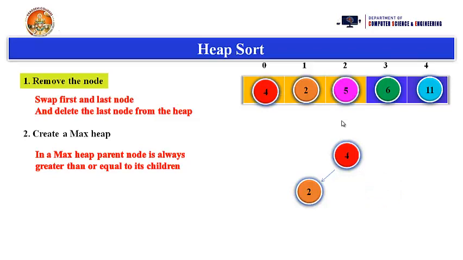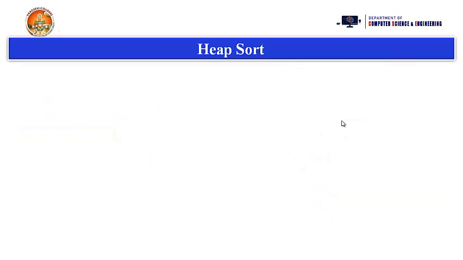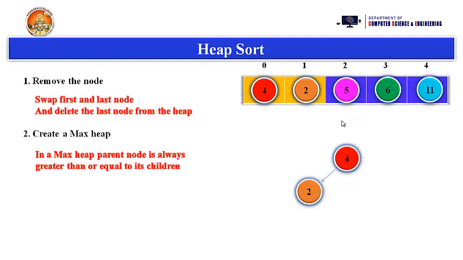Then after deleting the element, we need to check whether the tree is still a max heap or not. If you take these two elements, 4 is the maximum one and it is in the correct position, in the parent node. Yes. So this is the third pass. Then after the third pass, the array is like this and the tree is like this.